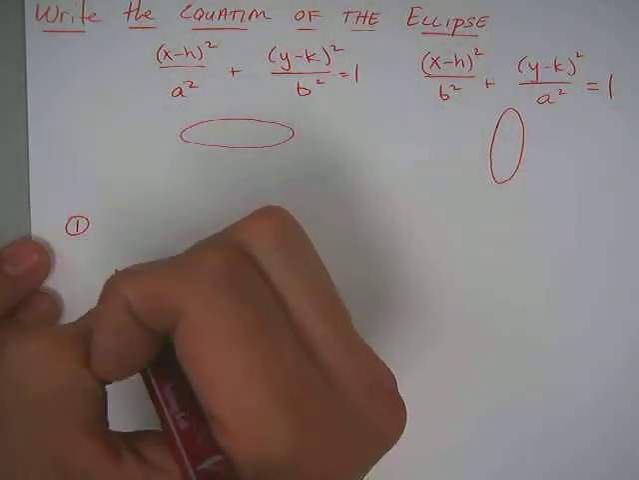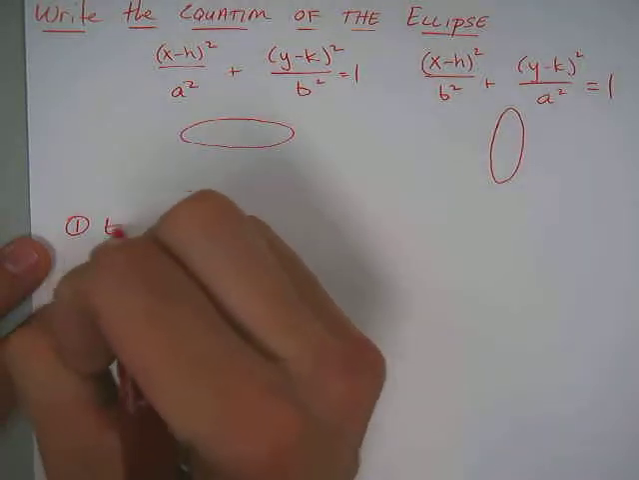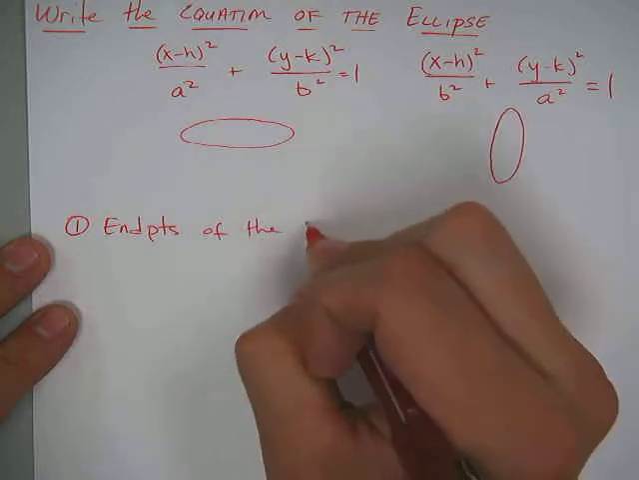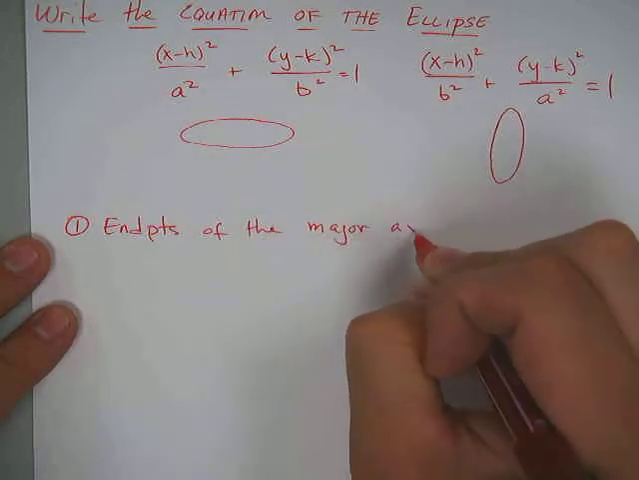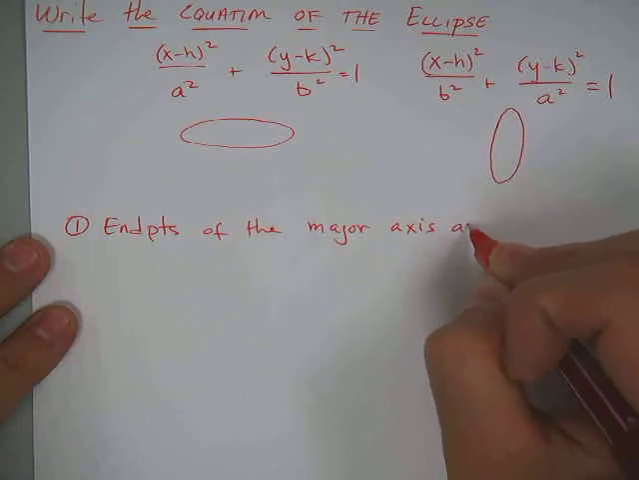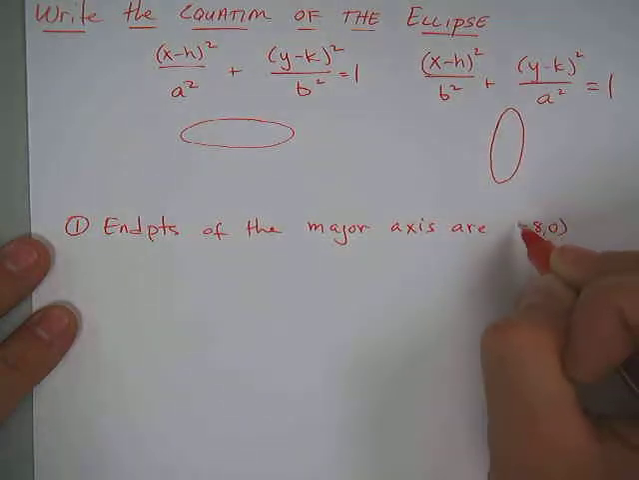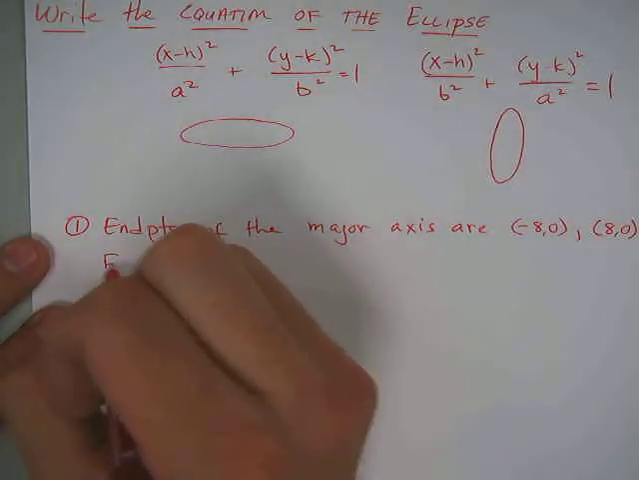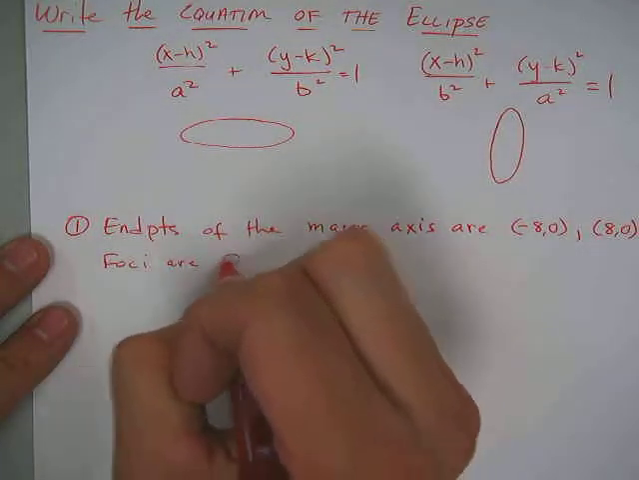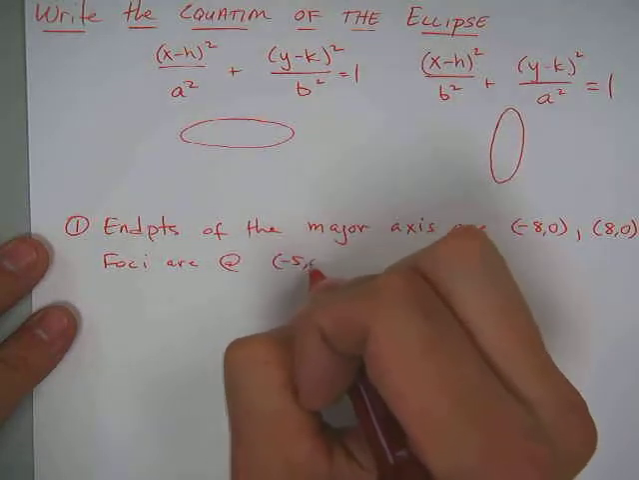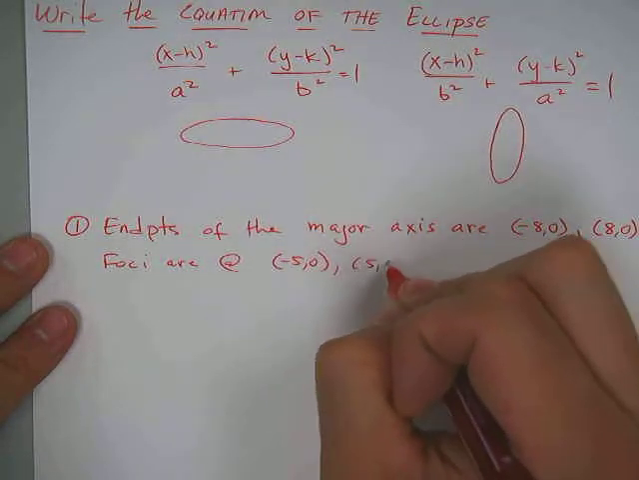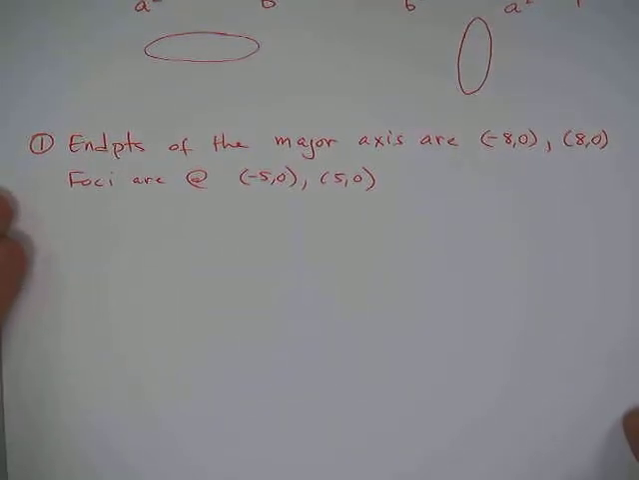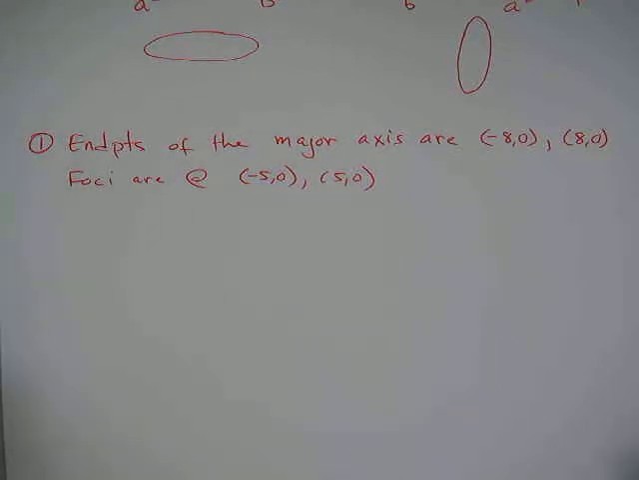So, the first example, I'm going to give you the endpoints of the major axis are -8, 0, and 8, 0. And the foci are at -5, 0, and 5, 0. Okay? Give you a second to write that down.